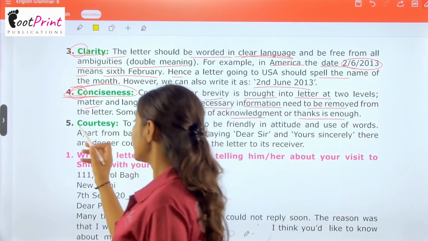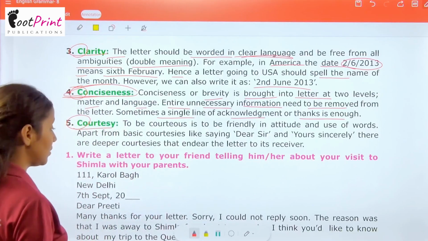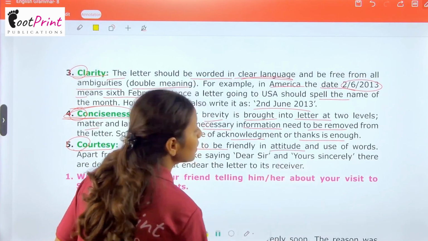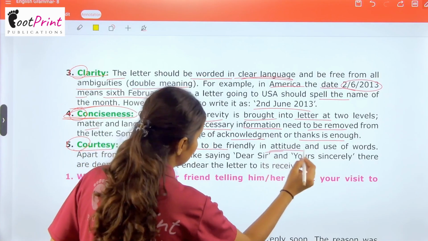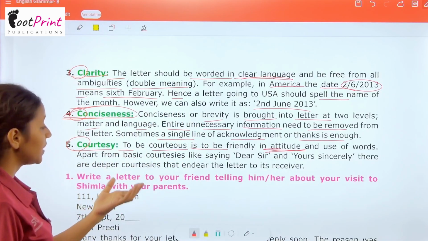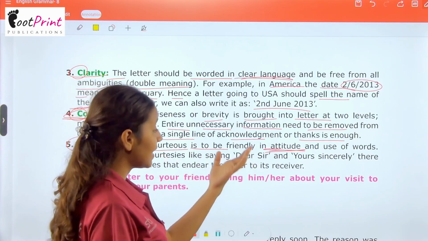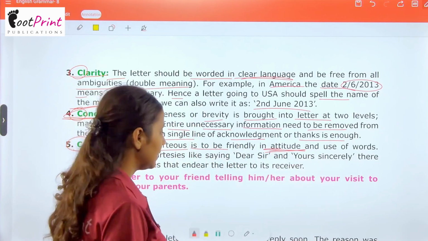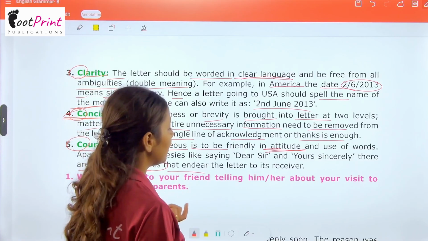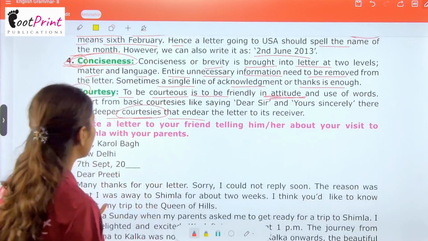Now we have the fifth C, that is courtesy. To be courteous is to be friendly in attitude and use of words, apart from basic courtesies like saying dear sir and yours sincerely. There are deeper courtesies that endear the letter to its receiver.